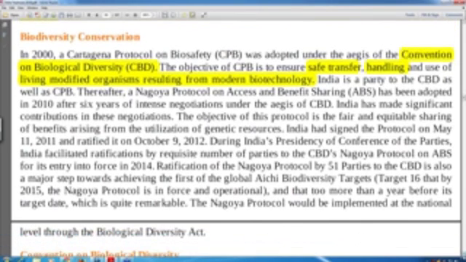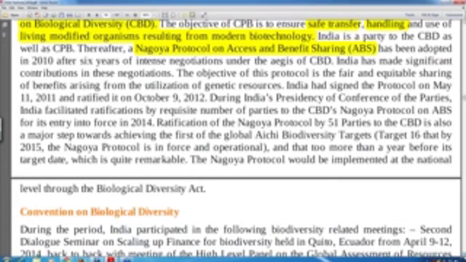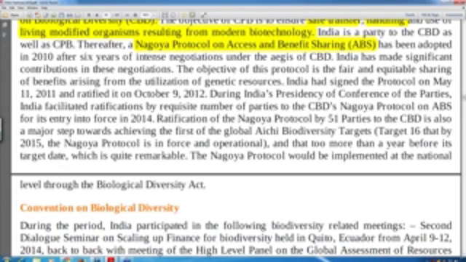Thereafter, you have the Nagoya Protocol on access and benefit sharing, right? Again, this is associated with the CBD.